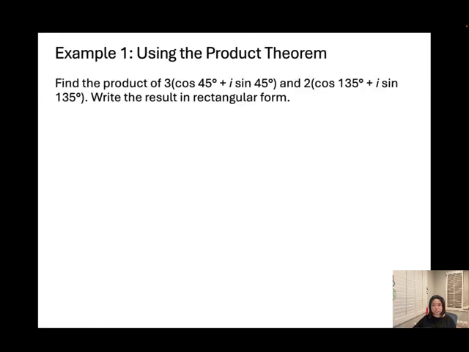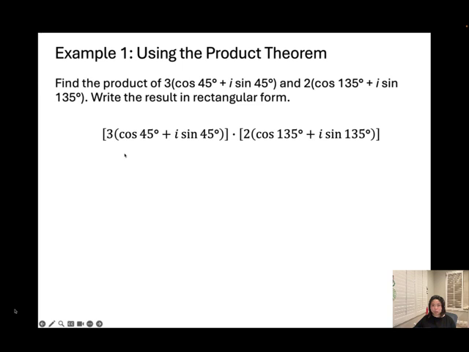Okay, let's try the first example. Find the product, product means multiply, of these two complex numbers. Write the result in rectangular form. Rectangular form means I'm looking for the x and y. So we're going to apply the product theorem. Just multiply the r, 3 times 2, and then add up the degrees, 45 degrees plus 135 degrees. That will be equal to 6 (cosine 180 plus i sine 180).